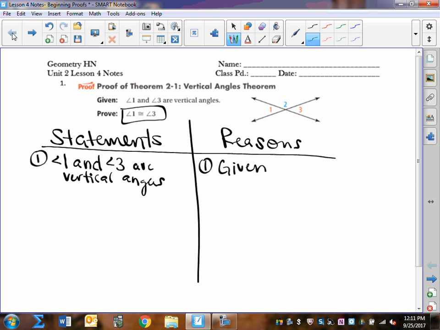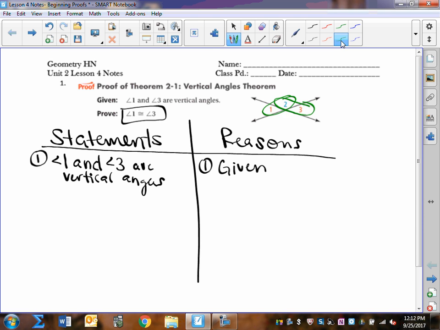So let's think through this, because as we're doing proofs, it's good to get a general game plan, brainstorm, get that big idea of what you want to do. If we can show that those add up to be 180, that's the supplementary, and these add up to be 180, does angle 2 change? We know that. So if this stays the same, then 1 and 3 have to be the same. So we can set up that equation and show that. Then we can probably get to show that 1 and 3 are the same measure, which means congruent. We're going to use that idea.